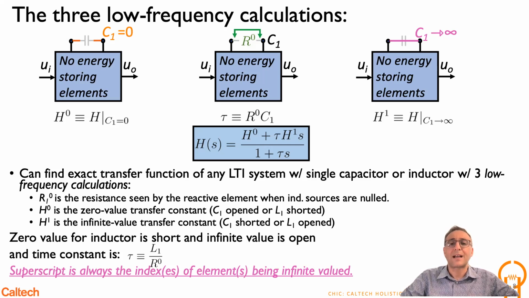So for example, if the reactive element is the capacitor C1, then the time constant is basically the resistance seen by C1 when all the independent sources are nulled, not dependent sources, only independent sources, including UI. And you basically look at the resistance seen from those two ports, R superscript 0. And that times C gives you the time constant. And if you had an inductor, of course, tau would be L over that resistance. So these three low frequency calculations are sufficient to determine the transfer function of any system with a single energy storing element. So this is a starting point, and an important one.